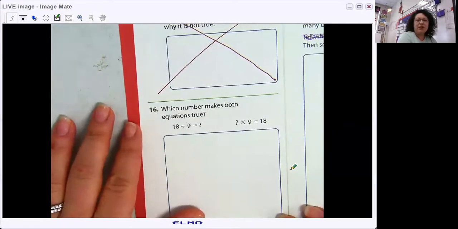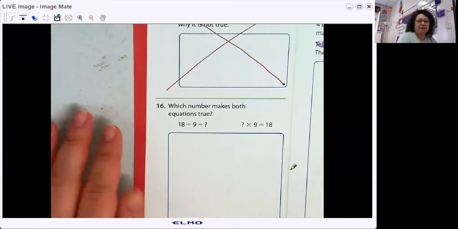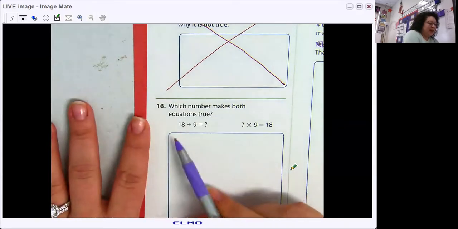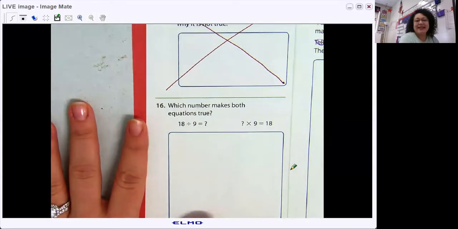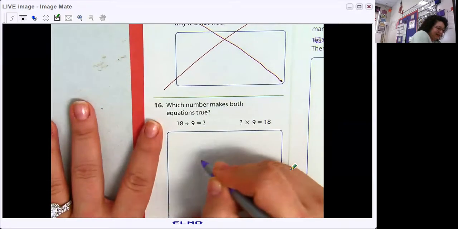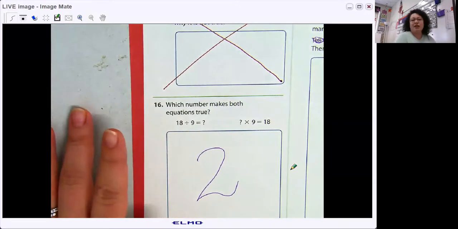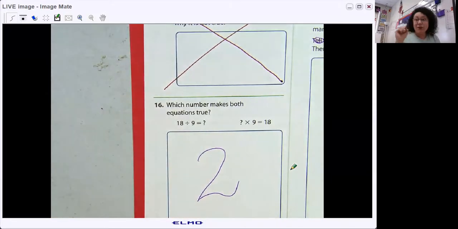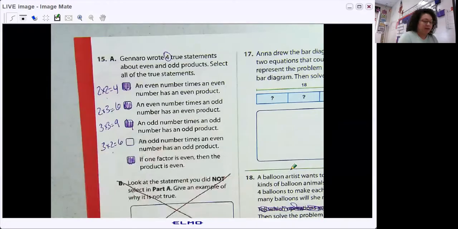Okay. Which number makes both equations true? This should be 9 times what is 18? It's a doubles fact. 2 makes it correct. Everyone should be starring right now.